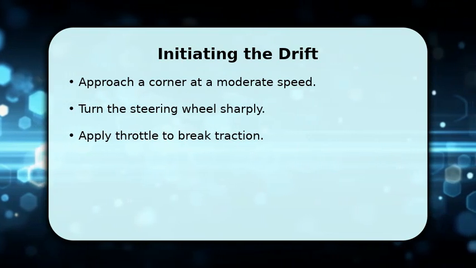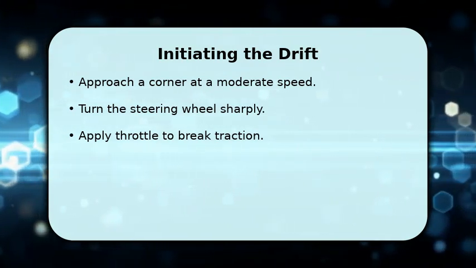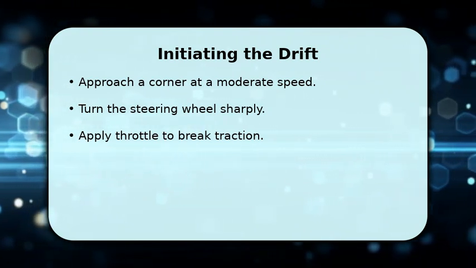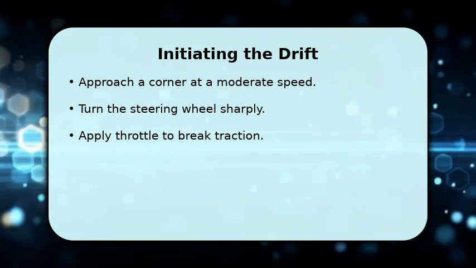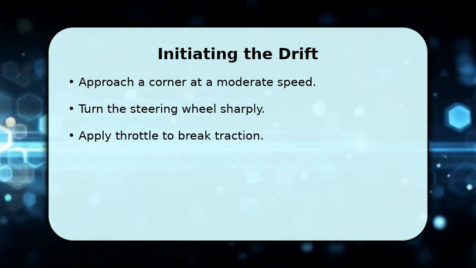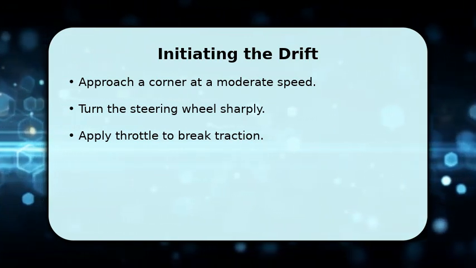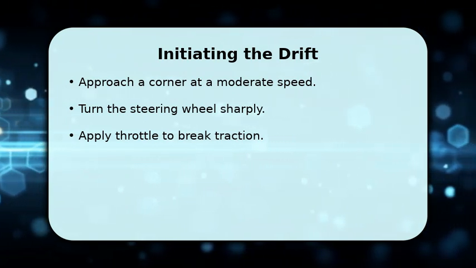To initiate a drift, approach a corner at a moderate speed. As you turn the steering wheel sharply into the corner, quickly apply a burst of throttle. This will cause the rear wheels to lose traction. Immediately countersteer in the opposite direction to catch the slide and control the car's angle.